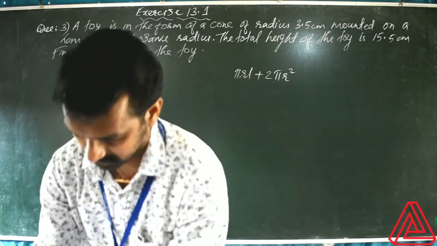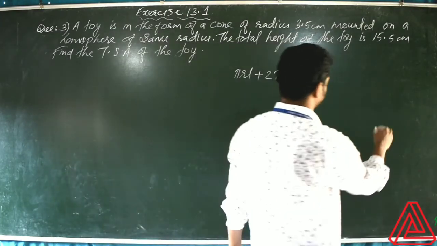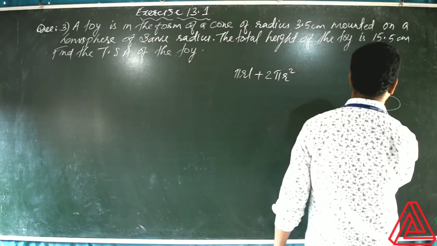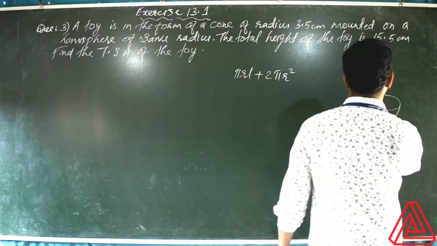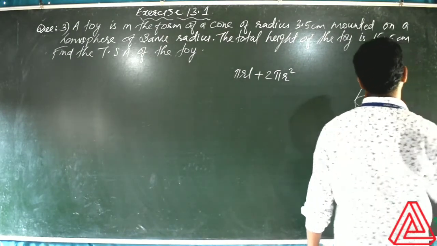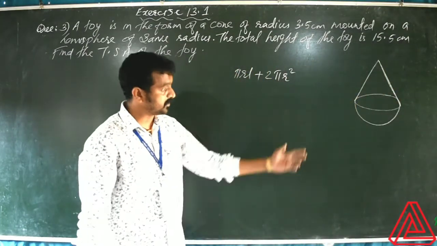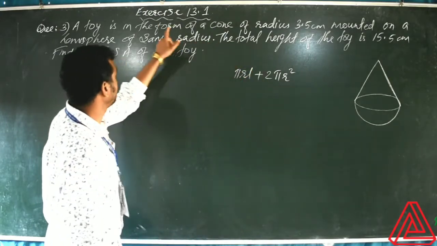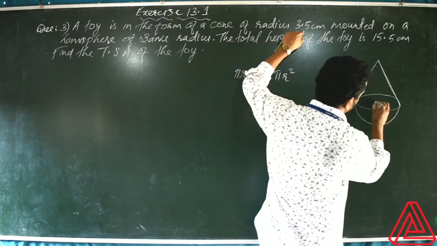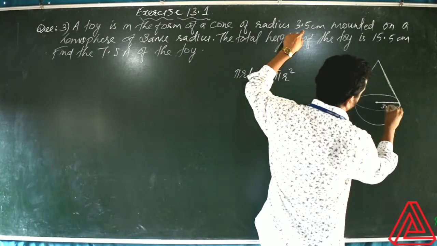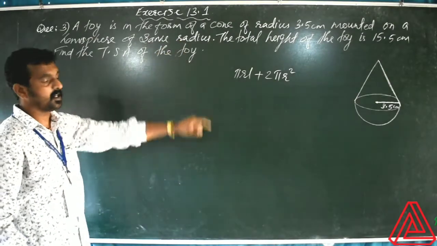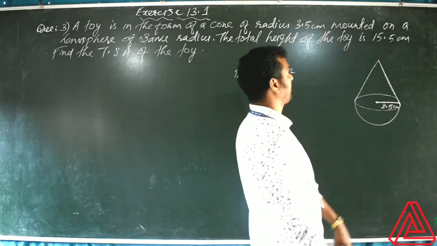So how can we draw this figure? Let's draw that figure and we will mark all the values there. First you have to draw a hemisphere and above that there is a cone. It is given that a toy is in the form of a cone of radius 3.5 centimeter. This radius is 3.5 centimeter, mounted on a hemisphere of same radius. The hemisphere also has the same radius, that is 3.5 centimeter.